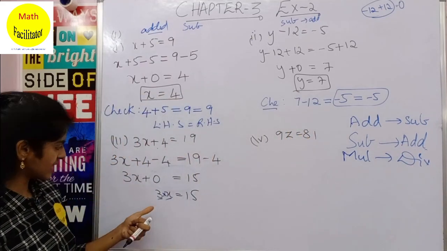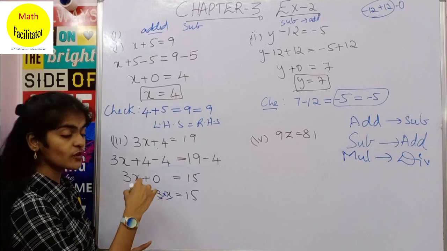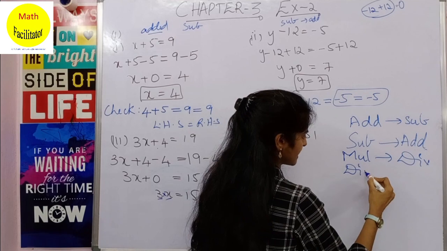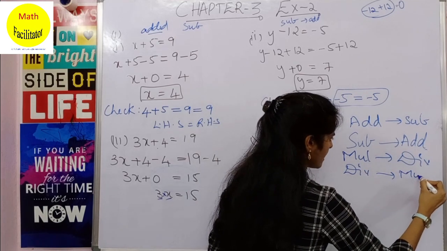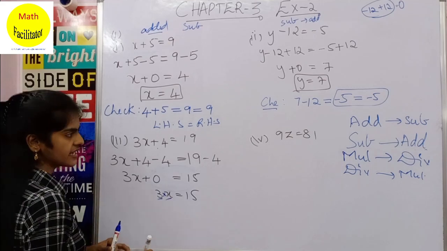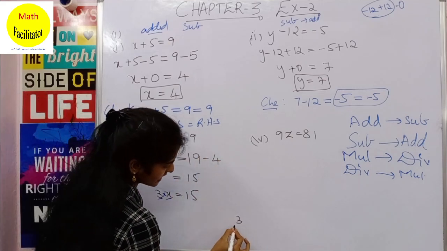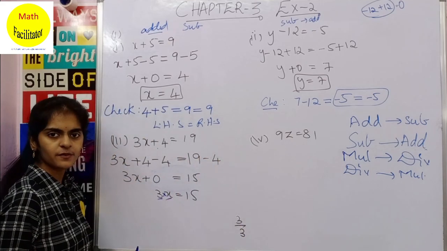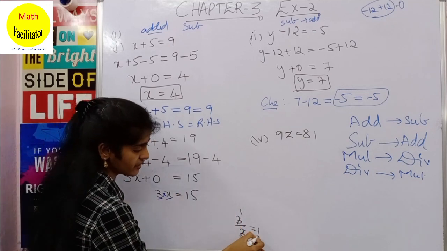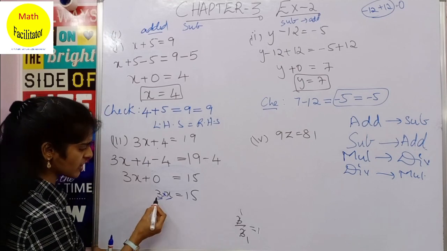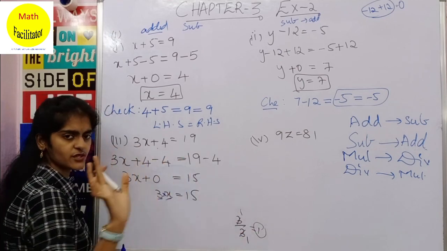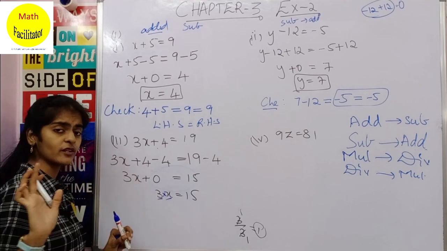If you have something in multiplication, you will divide with the same number. Similarly, if you have something in division, you will multiply. We'll do the problems, don't worry, you'll understand. Now you know that 3 divided by 3 gives you what? 3 ones are 3, so it gives you 1, right? So the same concept: you have 3 multiplied, I am dividing by 3, so I'll get the answer as 1, and I'll remain only with x.